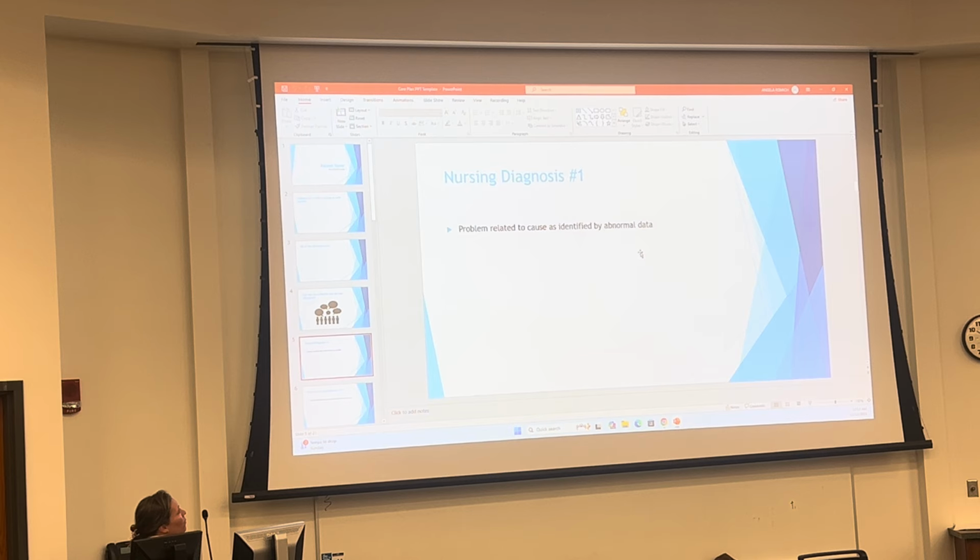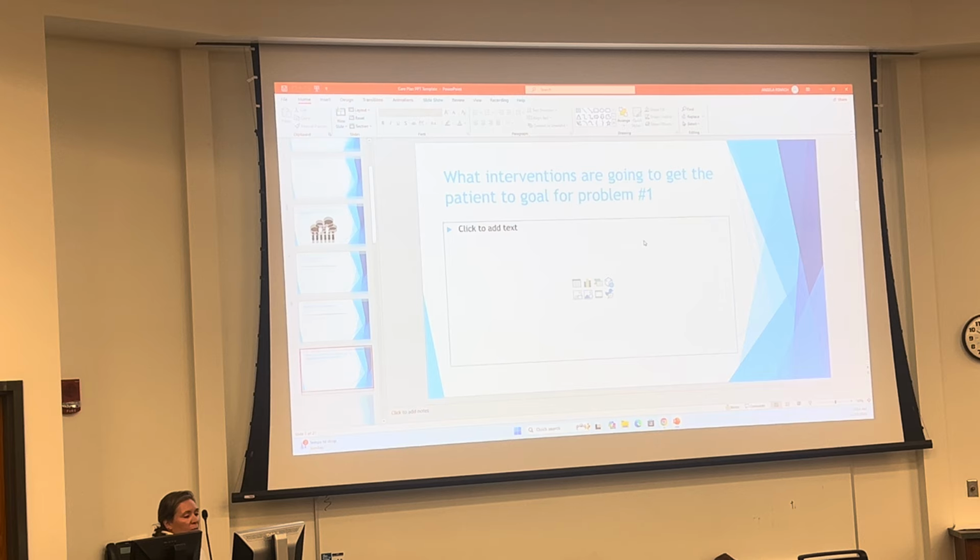It will be an actual problem related to whatever the cause is, as identified by the specific abnormal data that was pulled from that first slide with everything, but specific to this nursing diagnosis. Then your main goal for that one problem. As you all work on this on your own, you should all have some variation of the same type of goal for this problem, because I'll give you all the same feedback. I'll say, this is number one, this is number two, whatever. As you come together and talk about this, you should already have an idea. You just want to double check the wording and make sure it makes sense.